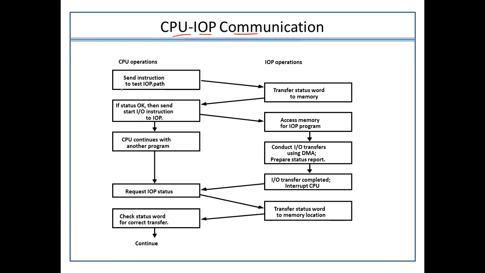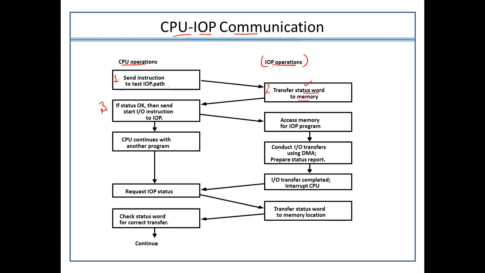So here I have simply taken one example of this serial communication when the CPU wants to talk to the IOP. The idea is that the IOP wants to send or transfer the data, or when it will be able to send the data. So it will always start from the CPU. The CPU will send the instruction to test the IOP path. The CPU will always initiate the instruction. It will test whether the IOP is free or what it is doing. So what will the IOP do? The IOP will simply transfer its status word to the memory.